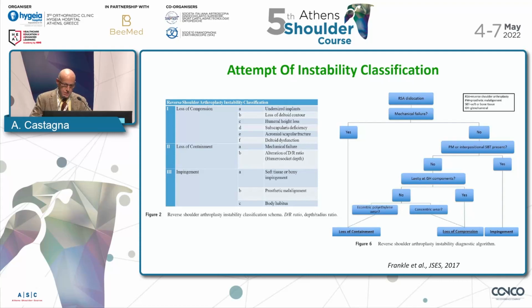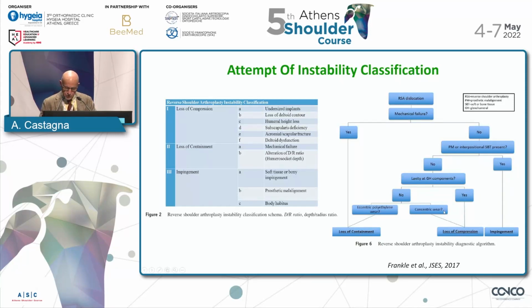There are attempts to classify the instability causes. This is Mark Frankle who reported this. If you have a reverse shoulder arthroplasty dislocation, is this a mechanical failure? If yes, you have a loss of containment. If it is not, you may have an interposition of soft tissue. If not, you have laxity of the components. If not, you have an eccentric polyethylene wear going to loss of containment.